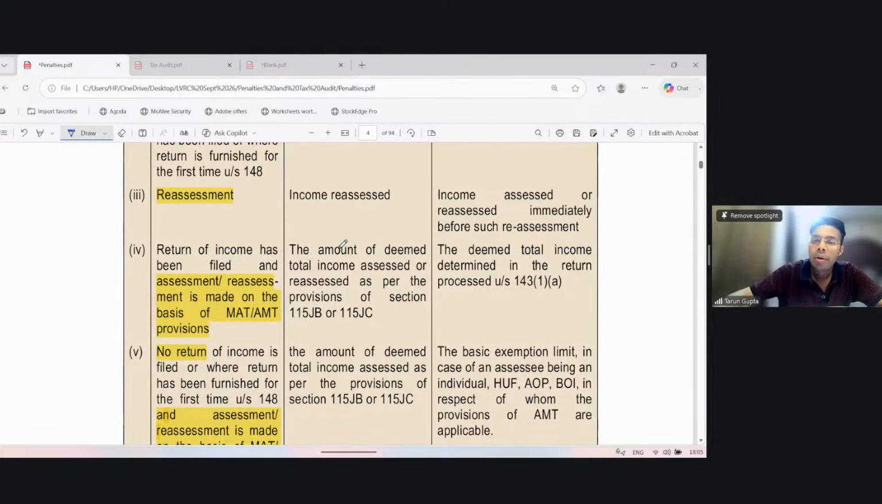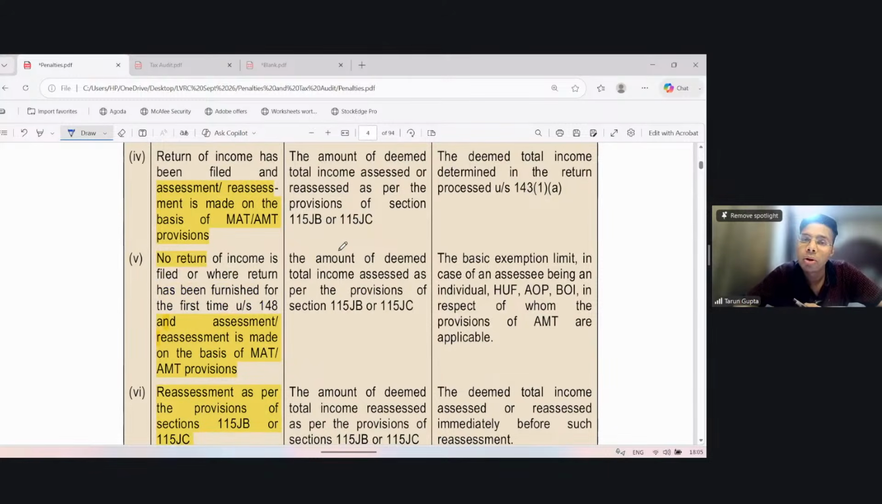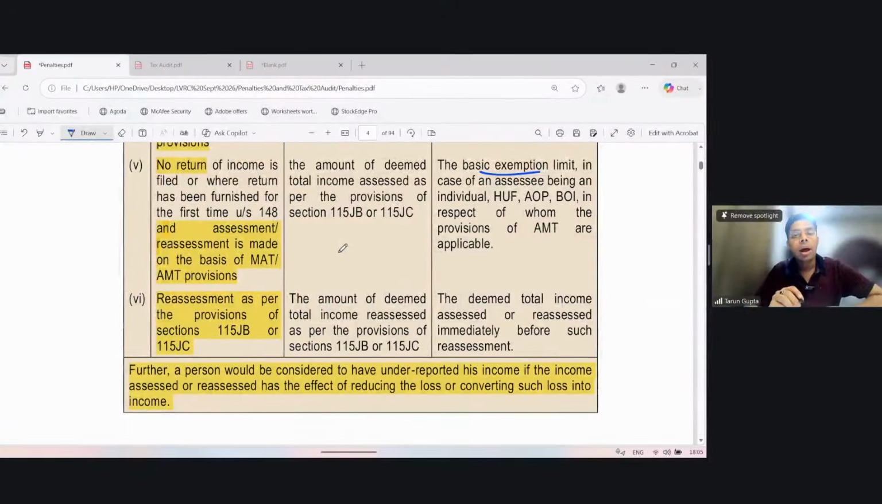Okay. When no return of income is filed and the assessment is made on the basis of book profit, then the book profit so assessed, if such book profit so assessed is more than the basic exemption limit, right? In case of reassessment, the underreporting shall be the book profit so reassessed, if such reassessed book profit is more than the book profit as assessed earlier. Okay. Now it says a person would be considered to have underreported his income if the income assessed or reassessed has the effect of reducing the loss or converting such loss into income. If the loss has been reduced or the loss has been converted into income, in such case also there is underreporting. Okay.